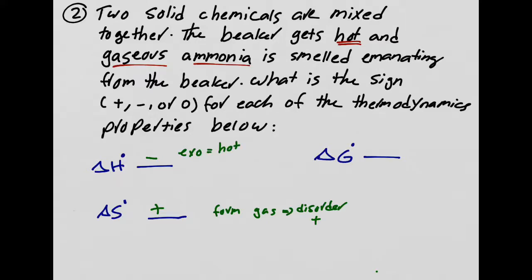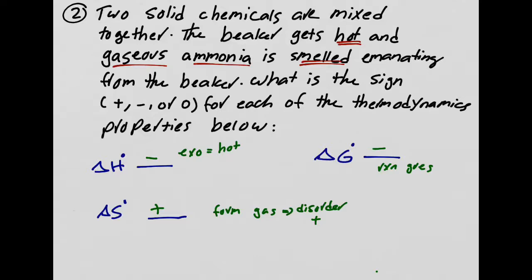Now, how about delta G? Remember, in this problem, you mix things together and you smelled the ammonia. So you made something. So the reaction happened. So the delta G would be negative because the reaction goes. How do I know the reaction goes? Because I smelled gas. So something happened and the reaction went.